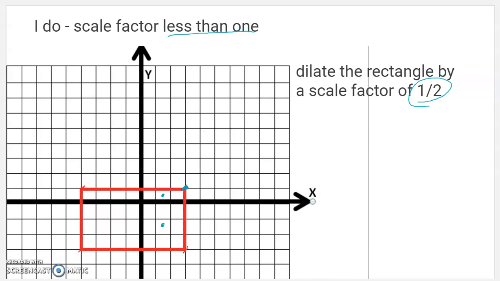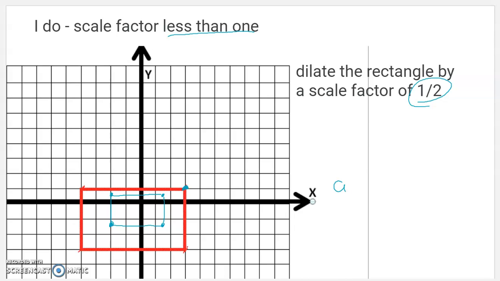You'll notice, good sign, my points are right above and below each other. This one was over 4, up 1. So I'll go over 2, up 1/2. Again, good sign, I have a straight side here. This one was over 4, down 3. So I'll go over 2, down 1.5. And you'll see I get a smaller rectangle, half as big, when I dilate by 1/2.